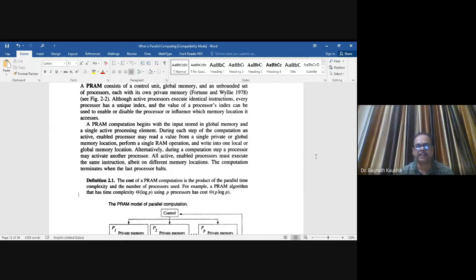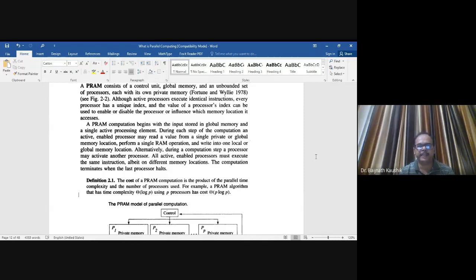So all the active enabled processors may read a value from a single private or global shared memory location. Each processor performs a single RAM operation, and each processor writes the results temporarily into their local memory, and finally into the shared global memory.